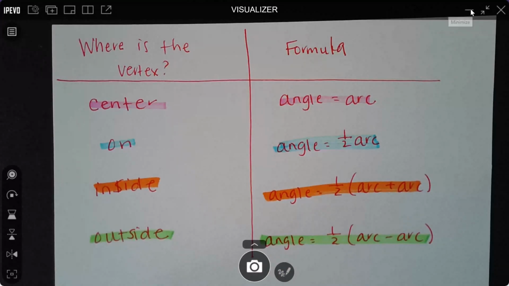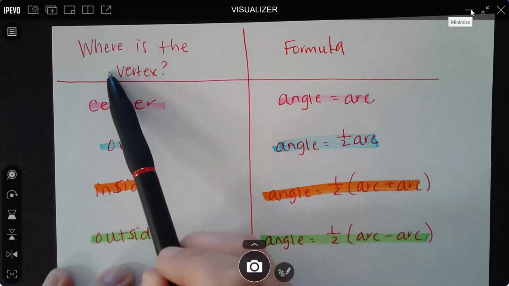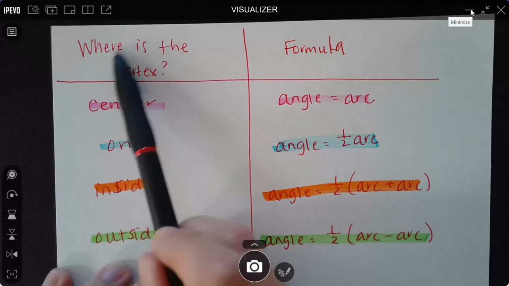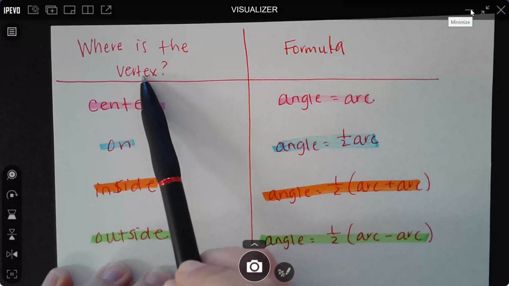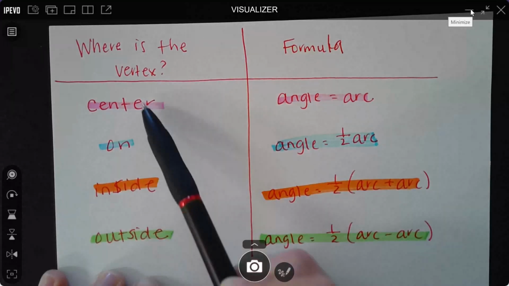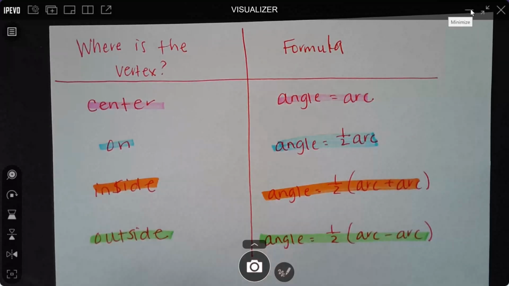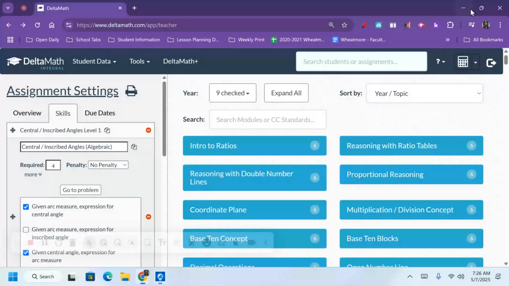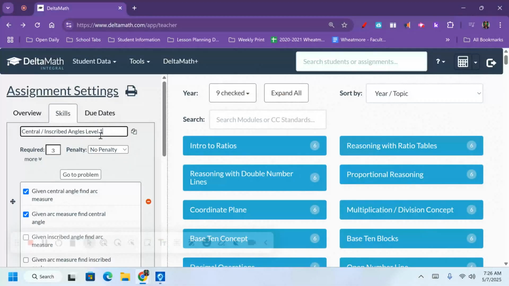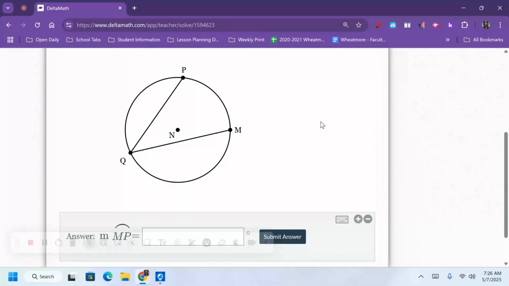All right, so just a reminder, your first question when you're trying to find an angle or an arc is: where is the vertex of the angle? So your options are the center, on the circle, inside, or outside. Once you pick one of these, then you know which formula to use, okay? So we're going to look at this one.